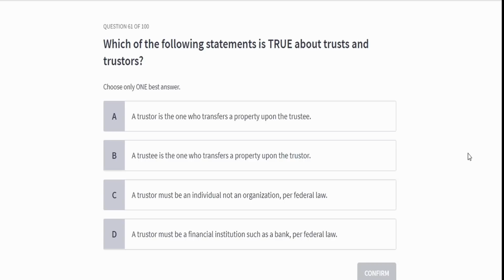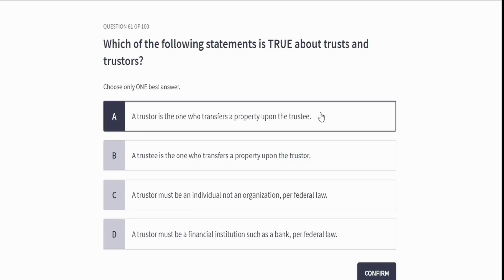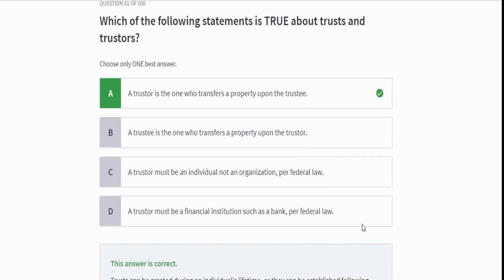Alrighty, so let's go over this one. Hopefully you guys are familiar with trusts and trustors and trustees and all that good stuff, because that does show up on the exam clearly, as our example is here today. So what is our correct answer for this one? Which of the following statements is true about trusts and trustors? Well, that's going to be A. A trustor is the one who transfers a property upon the trustee. That is by definition true.